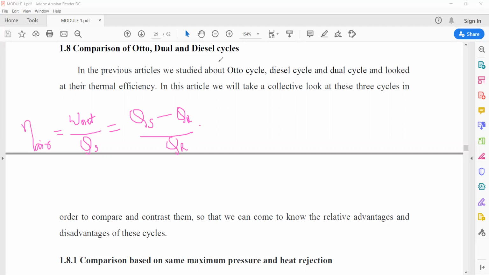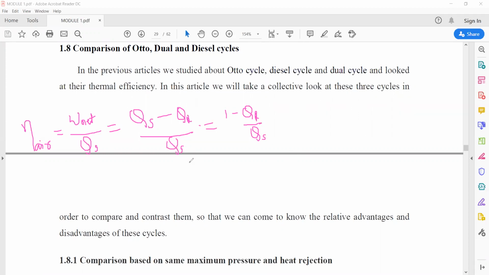Sorry, here this should be heat supplied. So in the numerator, W net is the difference between heat supplied and the heat rejected, and the denominator remains the same, that is heat supplied. Or this can also be written as 1 minus heat rejected divided by heat supplied. So this is a very basic equation for the air standard efficiency. Okay, so you have to remember this.